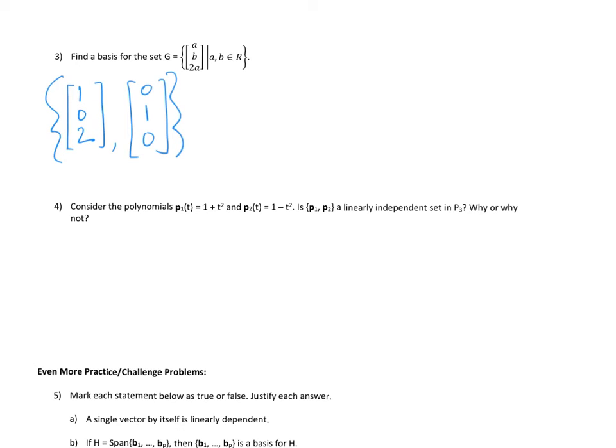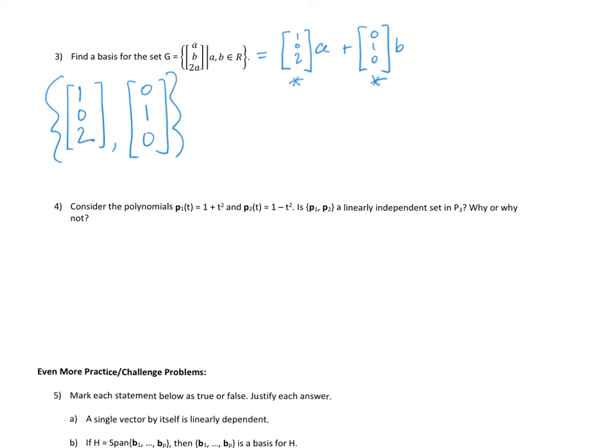Okay, so how did I come up with that? So I rewrote a, b, 2a in parametric vector form, right? So I said this is 1, 0, 2 times a plus 0, 1, 0 times b. That would give me a, b, 2a. And then I picked these two vectors for my basis.